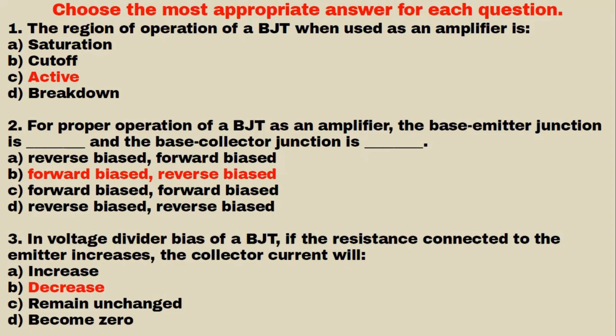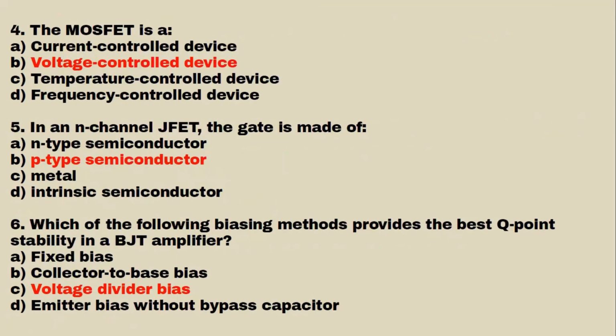Again, I will refer you to the previous slide. You will understand this. Okay. So next, let's go to the next slide and see the fourth question. The MOSFET is a voltage control device. Again, we have already seen this. It's a voltage control device. Next question. In an N-channel JFET, we are discussing JFET, junction field effect transistor, the gate is made up of P type semiconductor. The answer is P type semiconductor.